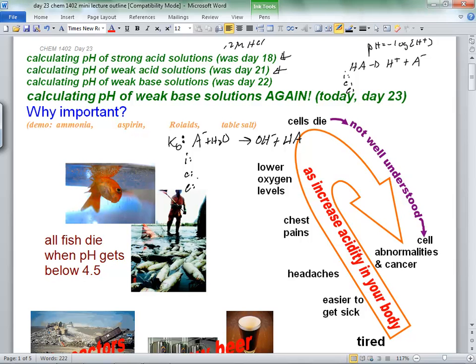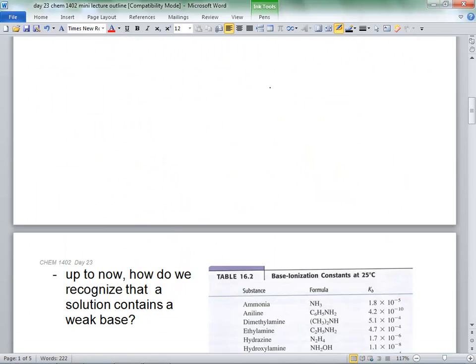So today, we are again calculating the pH of weak base solutions. So that means, again, we have to do this. However, we are going to open ourselves up to a much wider source of weak bases. Before, they had to be in that little table, right? Okay, let's take a look at this.